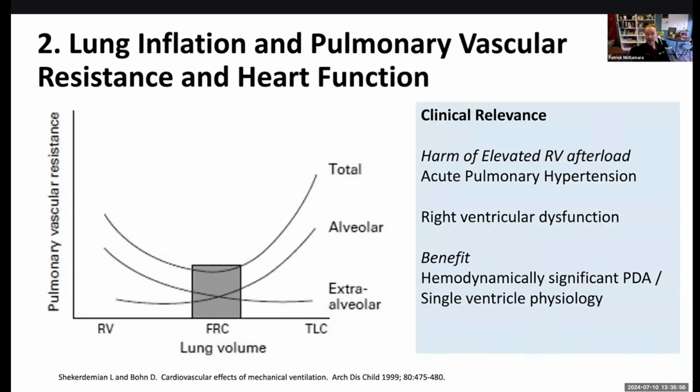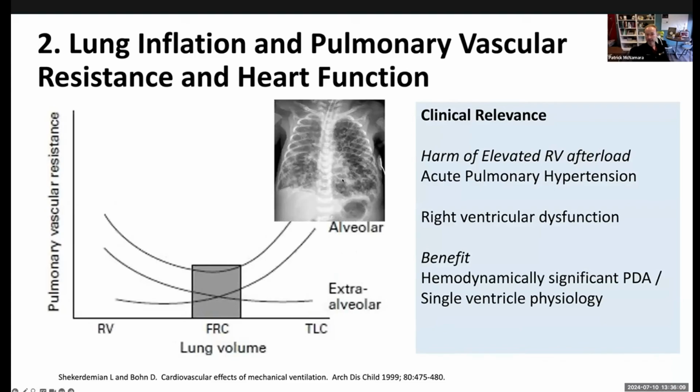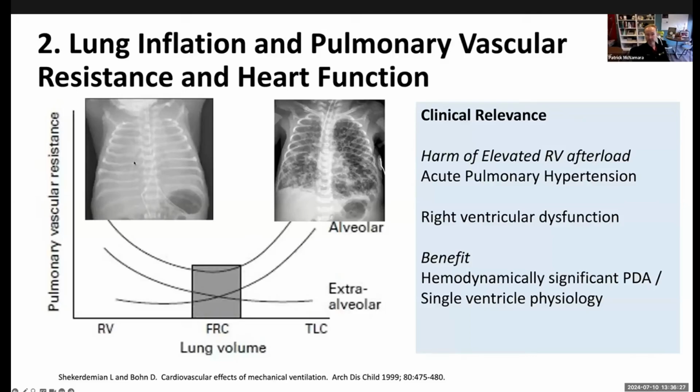The other thing that's really important to recognize is that lung inflation has another very important effect on pulmonary vascular resistance and then a secondary effect on heart function. So this is the U-shaped curve, which shows that when you're very hyperinflated, on the right side here, pulmonary vascular resistance will be increased. I would also argue that when you have a waterlogged lung from severe edema, which you sometimes see in these babies with anasarca, the same effect will occur. And on the opposite side, when you're completely de-recruited, pulmonary vascular resistance will also increase. We try to achieve this normal FRC.